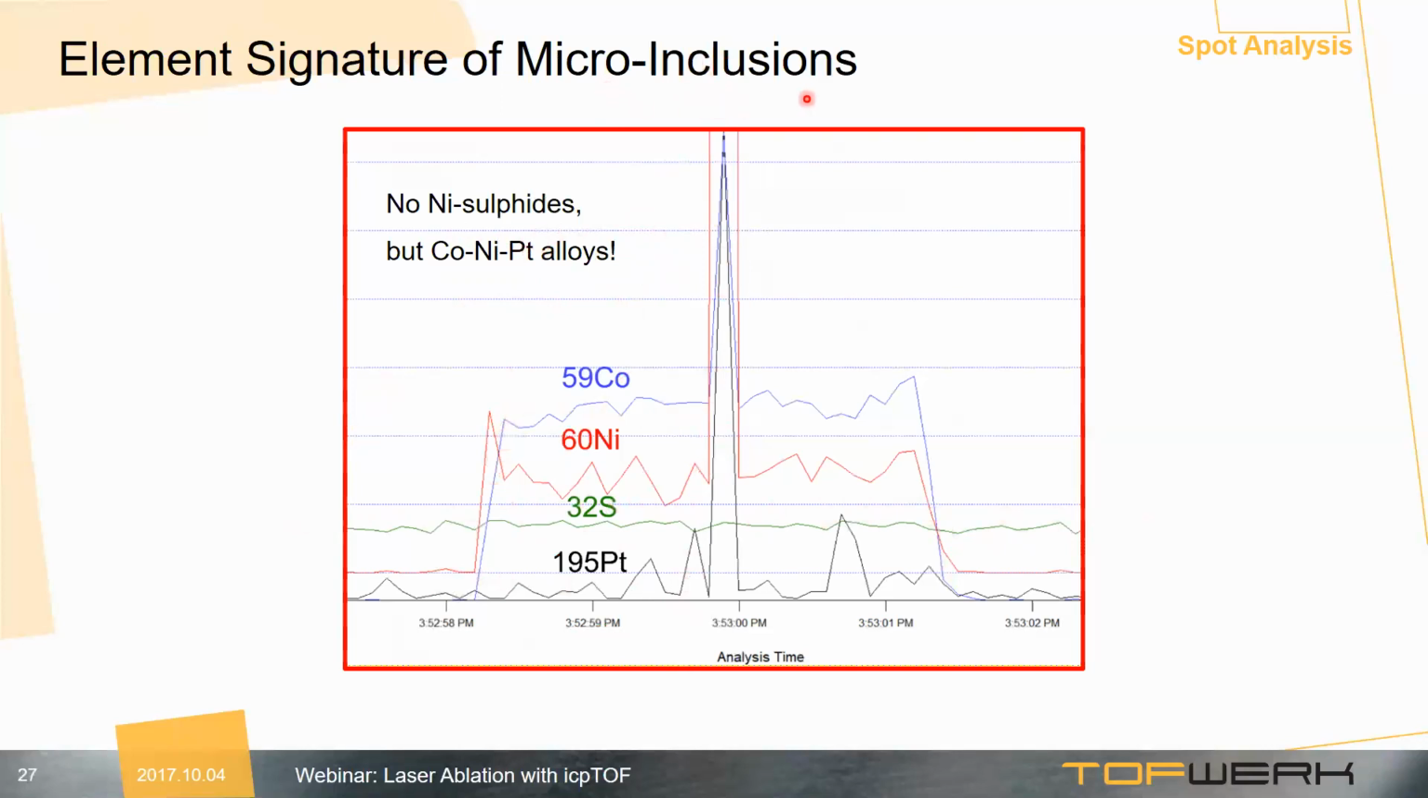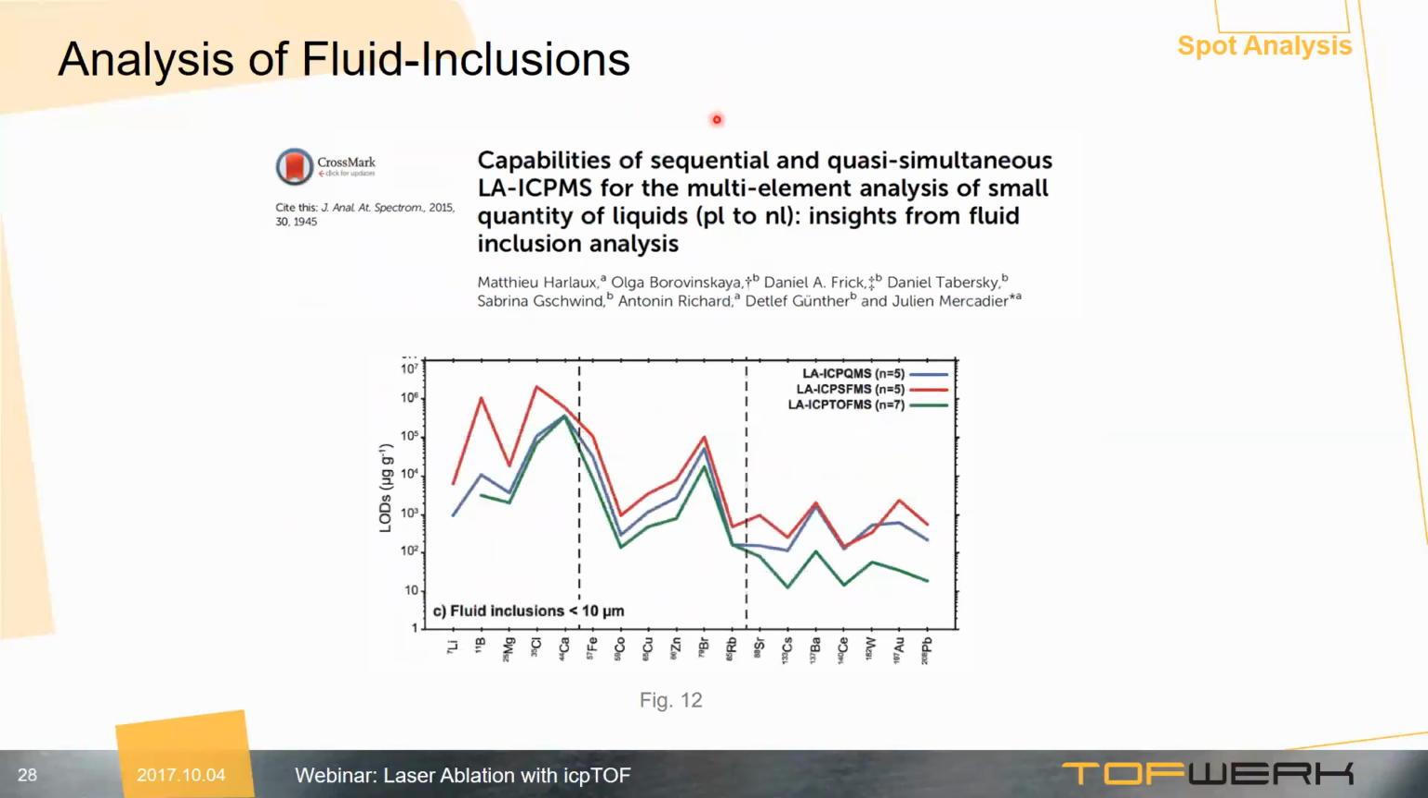And that brings me briefly to one more application area that I can't talk about in detail here, which is the analysis of fluid inclusions. There was a nice paper here by Mathieu Hallot et al. 2015, where they compared capabilities of sequential, so that's quadrupole or sector field mass spectrometers, against quasi-simultaneous laser ICP-MS, using the ICP-TOF. They found that, especially for small inclusions, smaller than 10 microns or so, there are benefits to using the TOF, which is shown here by lower detection limits for all these elements.